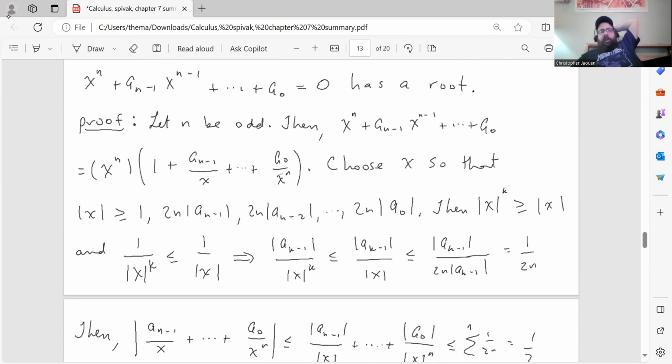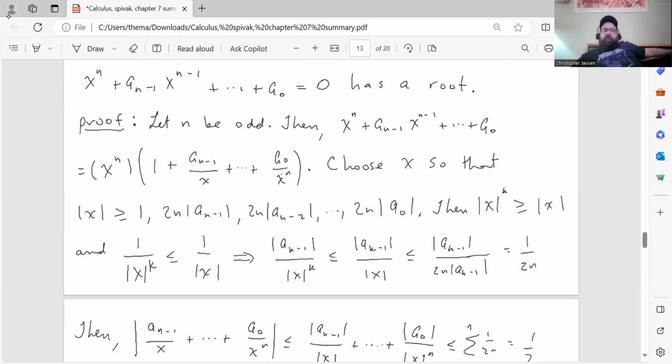So here let n be odd, then x to the n plus a n minus 1 times x to the n minus 1 plus dot dot dot plus a0. You can rewrite that like this by just factoring out the x to the n from all of the terms here. So that's equal to x to the n times 1 plus a n minus 1 over x plus dot dot dot plus a0 over x to the n.